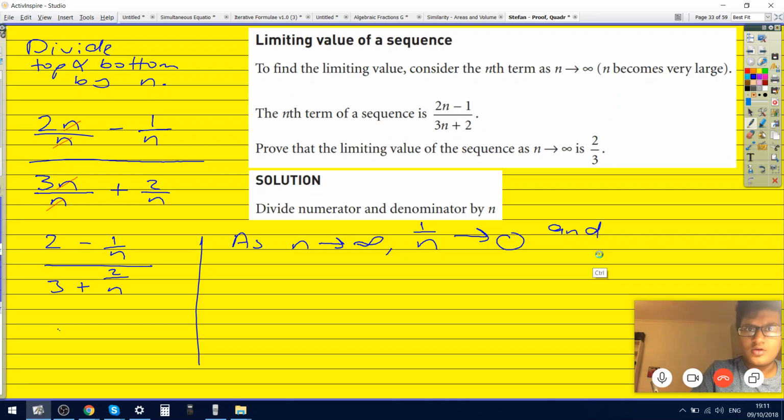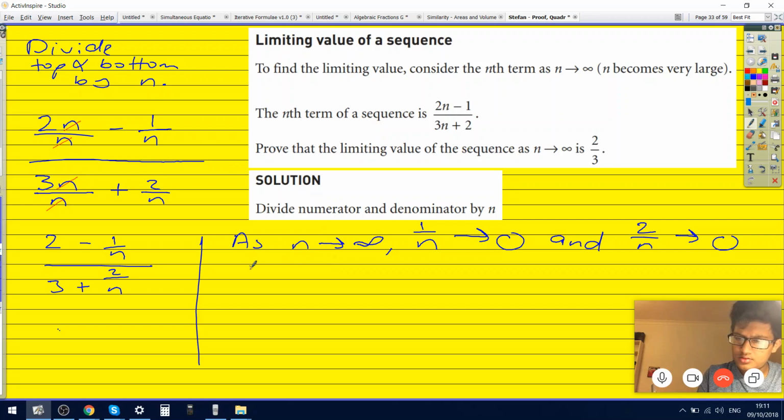Hold on. What else would happen? What happened to the bottom as n tends towards infinity? As n tends towards infinity, 2 over n tends towards 0 as well.